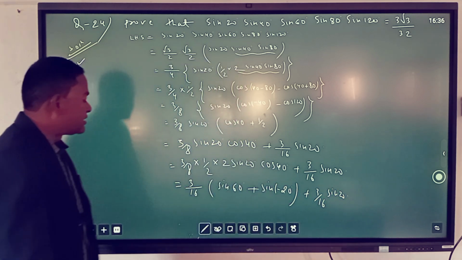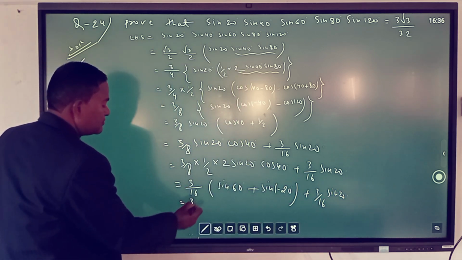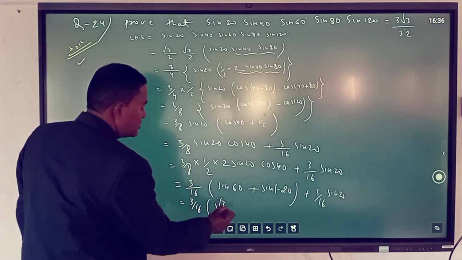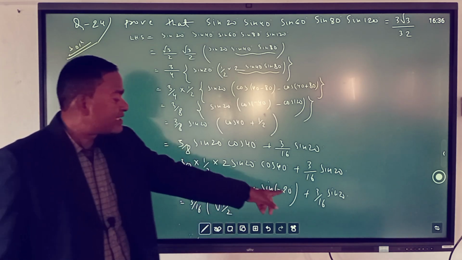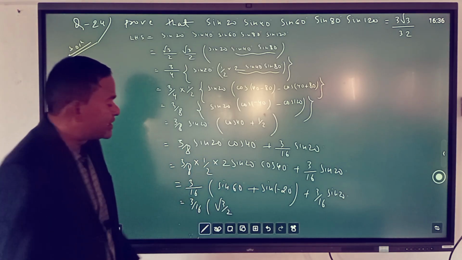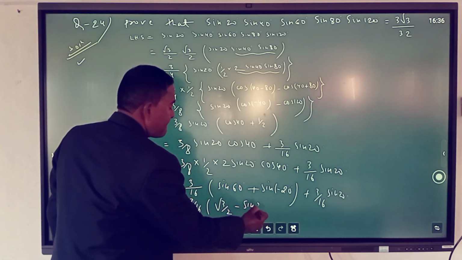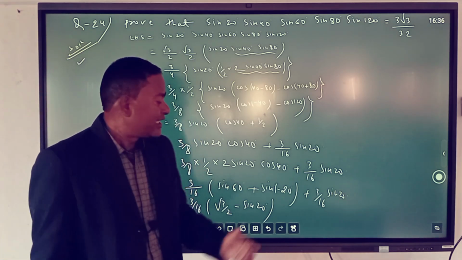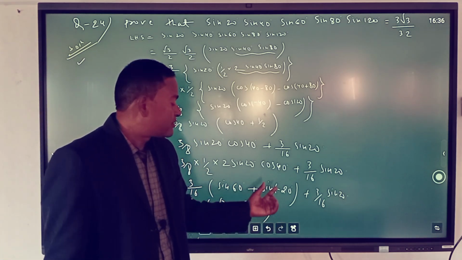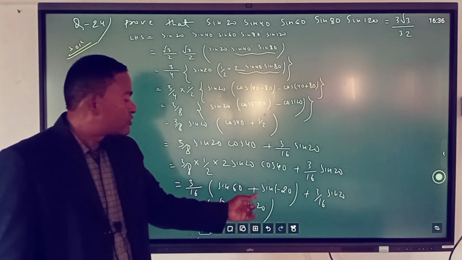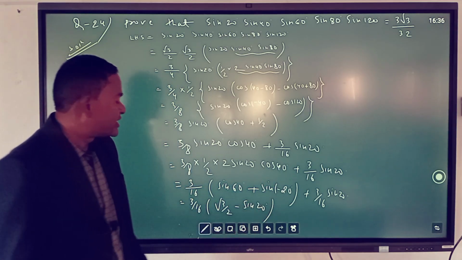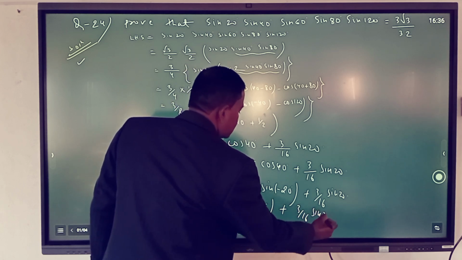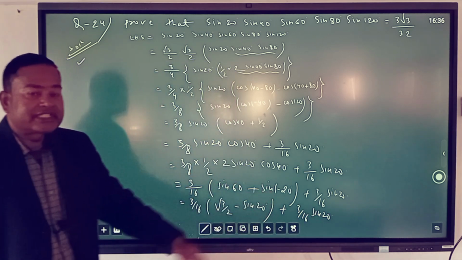So dear student, now we know that sin 60 degree is root 3 by 2, and sin minus theta is equal to minus sin theta, because minus theta lies in the fourth quadrant. In the fourth quadrant only cos and sec are positive, all the other trigonometric ratios are negative. So sin minus 20 degree will be minus sin 20, plus 3 by 16 sin 20 degree as it is.